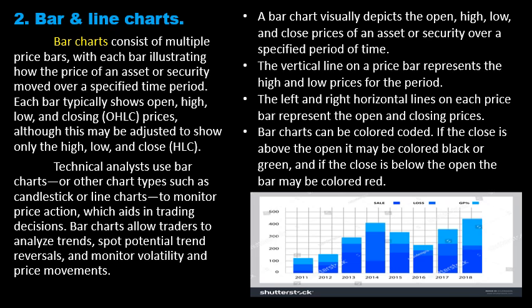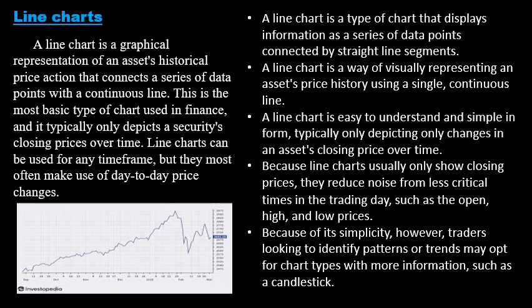Bar charts can be color coded. If the close is above the open, it may be colored black or green, and if the close is below the open, the bar may be colored red. Again, it is not there in this diagram. This is one type of bar chart; there are a lot of types. Ultimately, a bar chart will help an investor study the movement of securities in the stock market. So this is another theory with which you can take investment decisions. The next is the line chart.